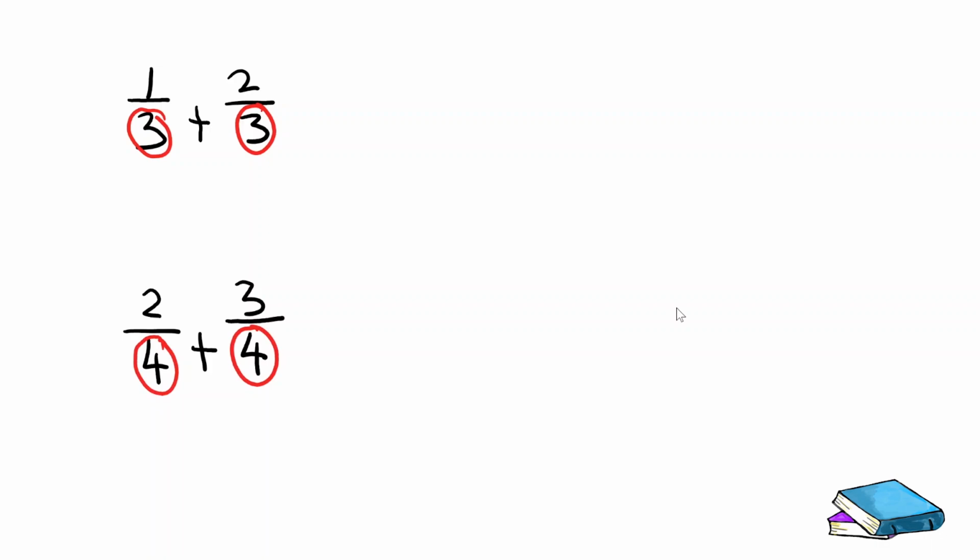If the denominators are the same, all we have to do is add up the top as per normal, so 1 plus 2, and carry over the denominator, so it'll give us a 3. So in that case, a third plus 2/3 gives us 3 over 3, which is just 1.